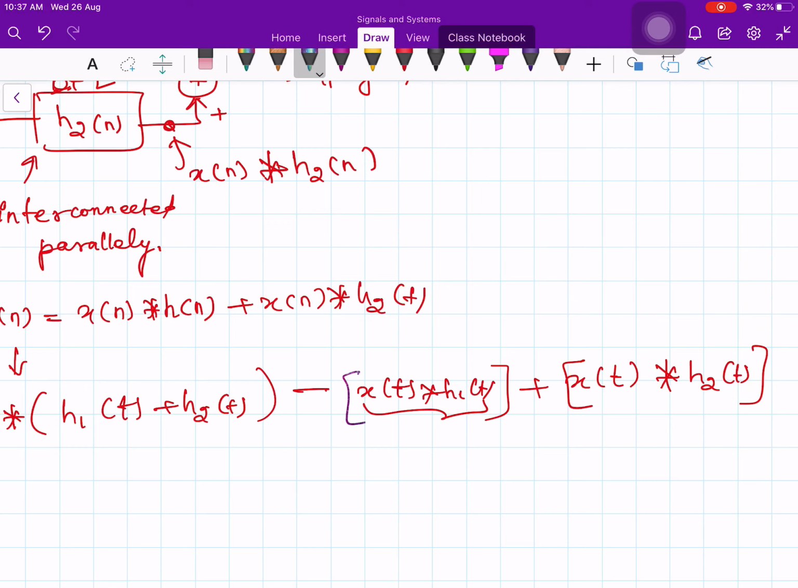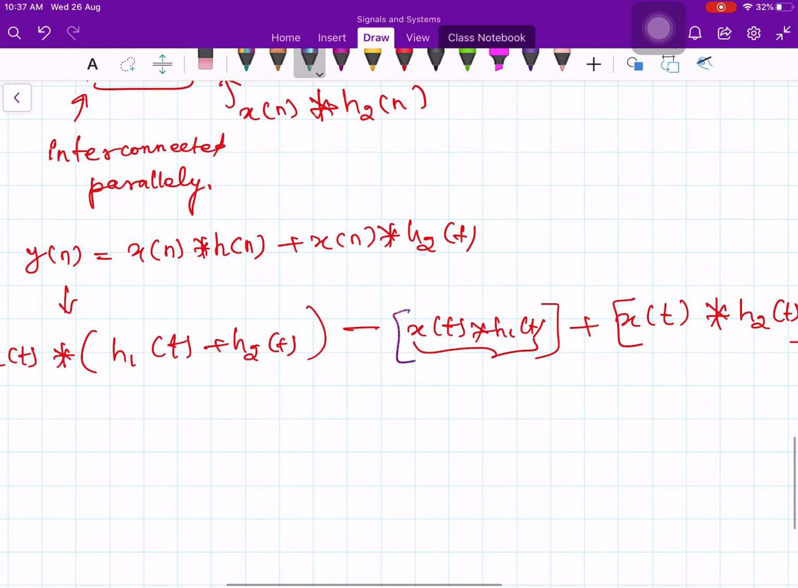So by virtue of the distributive property of convolution, a parallel combination of LTI systems can be replaced by a single LTI system, because again you are applying the superposition principle. So instead of the two blocks in parallel, I can put h1 of n plus h2 of n, and the input is now x of n.